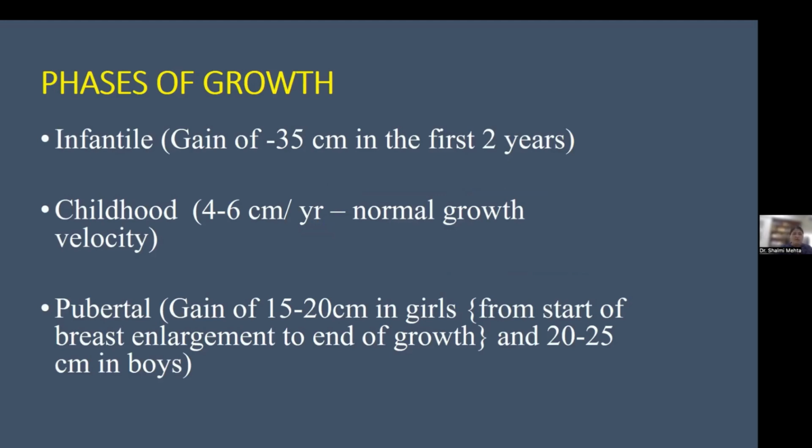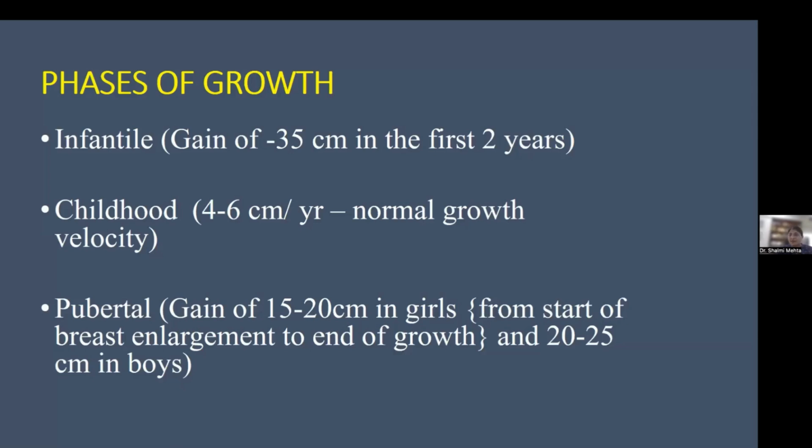And by the end of 1 year, the child is almost 75 centimeters, like the average. So the child has grown about 25 centimeters in the first year, right? So by the end of 2 or 3 years, the child has gained about 35 to 40 centimeters height. So this is a phase of very rapid growth, and that is the first phase, which is called the infantile phase.